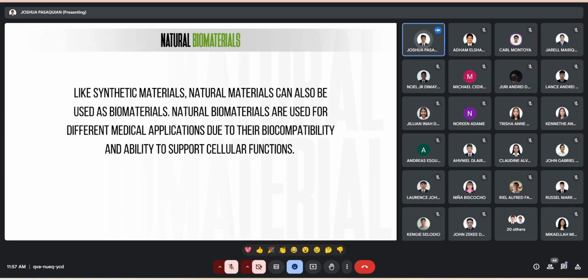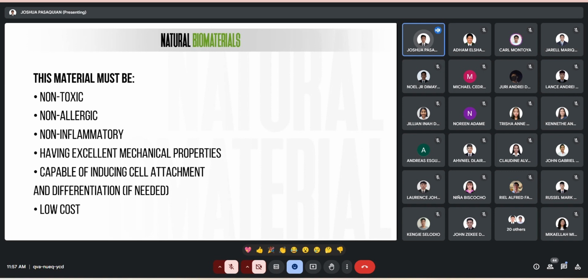Next we have natural biomaterials. Like synthetic materials, natural materials can also be used as biomaterials. Natural biomaterials are used for different medical applications due to their biocompatibility and ability to support cellular functions. Natural biomaterials have a few requirements. The material must be non-toxic, non-allergic, non-inflammatory, having excellent mechanical properties, capable of inducing cell attachment and differentiation if needed, and it has to be low cost.